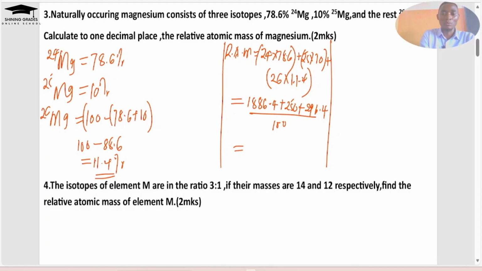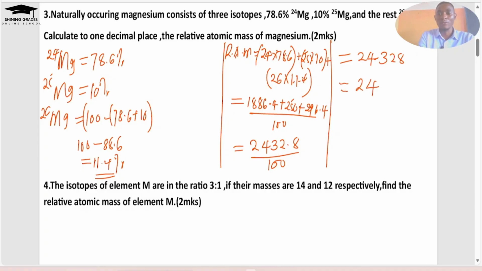So the total is going to be 2432.8 divided by 100. So we have 24.328, and because we are supposed to give our answer to one decimal place, we are going to have 24.3 as the relative mass. And because relative mass has no units, this becomes our correct answer, 24.3.